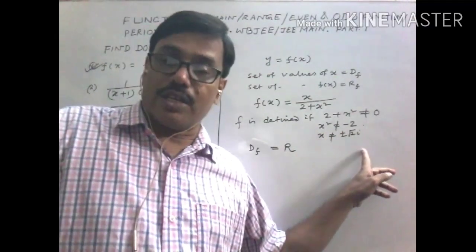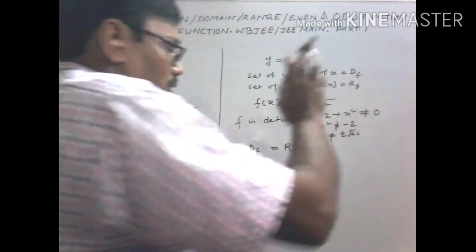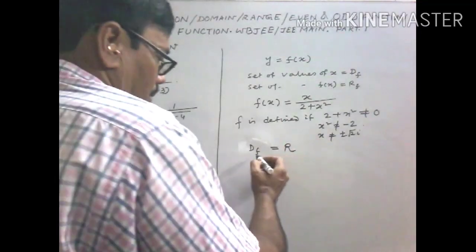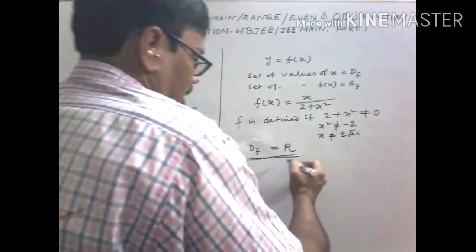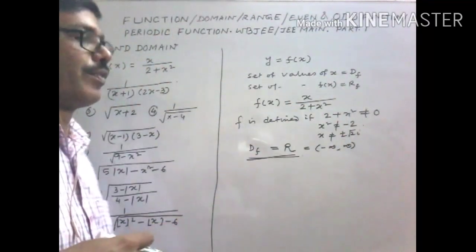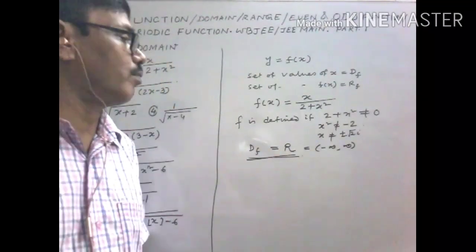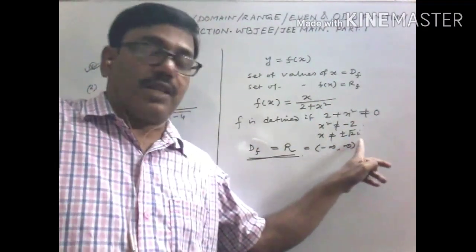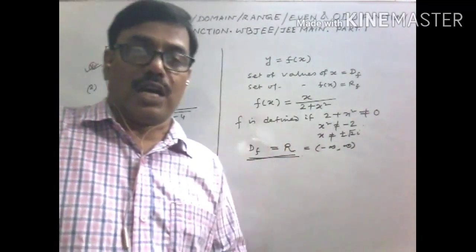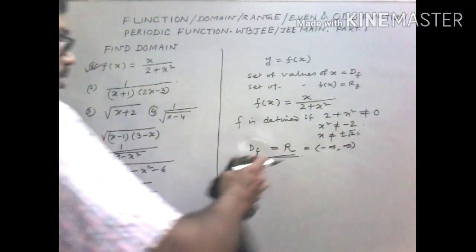But here x is imaginary. So there is no need of subtracting plus minus root 2i. Therefore, what is the domain? Domain is R. So we can write it in terms of interval in this form also. We shall consider real valued finite functions. So we are getting x equals plus minus root 2i, which is not real. So domain is R. Only the basic concept you look at first.